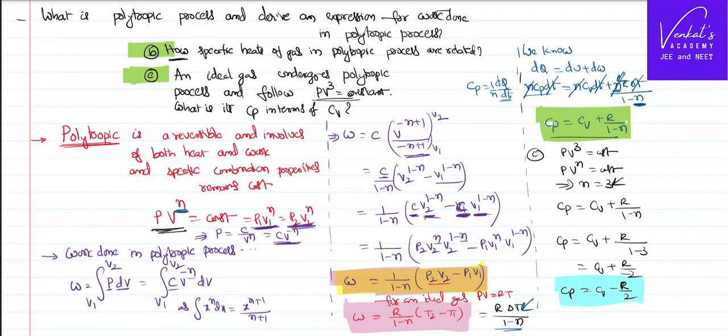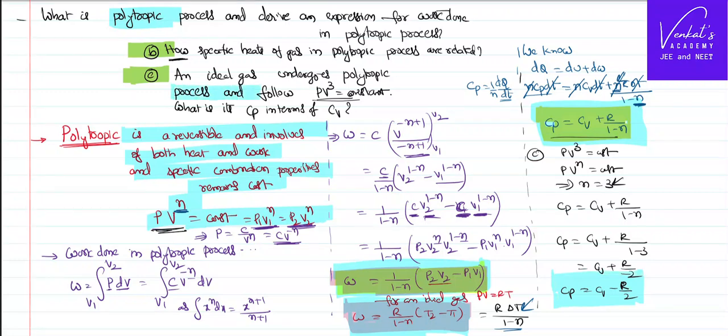That's what we are doing, everything about the polytropic process in a single video itself. So to reiterate, it's a reversible process where both heat and work are involved and a specific combination of pressure and volume is kept constant. That's the polytropic process. The work done in a polytropic process can be derived in terms of temperature and also in terms of pressures and volumes like we have done earlier. We have found a relation between Cp and Cv here, and we have solved a sample problem also to explain what the meaning of that is.